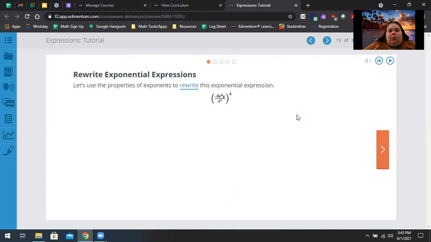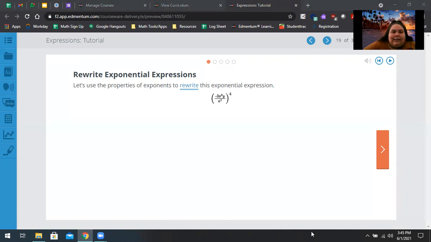Keep in mind we're going to use multiple properties, not just one. We learned each one individually, but we are going to be able to combine them. So let's take a look at this first one right here.